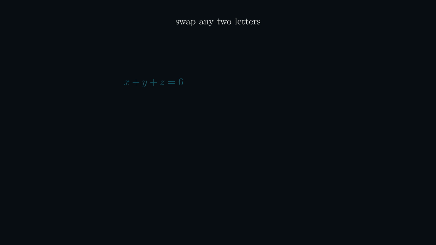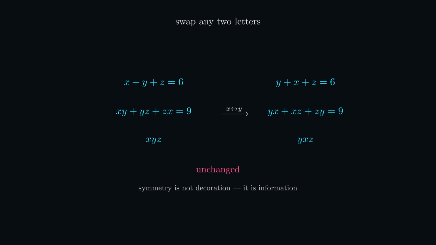First, notice what kind of object this is. Swap any 2 of the 3 letters, x for y, y for z. It does not matter, and every single condition comes back unchanged. The sum is unchanged. The sum of pairwise products is unchanged. The product is unchanged. An expression like that is called symmetric, and symmetry is not decoration here. It is information. It tells you the 3 numbers are interchangeable, that the problem cannot tell them apart, and neither should you. Which raises the question that this whole episode turns on. Should you protect that symmetry or destroy it?